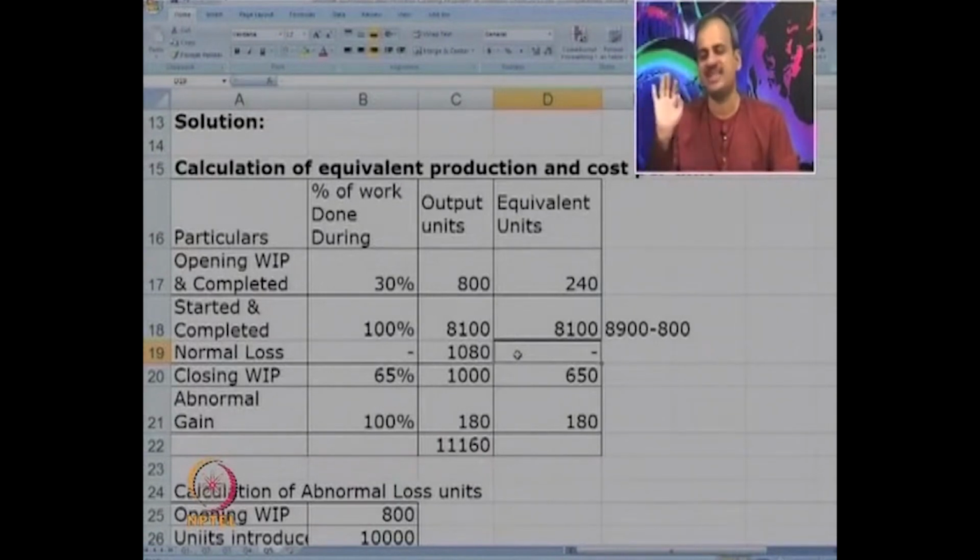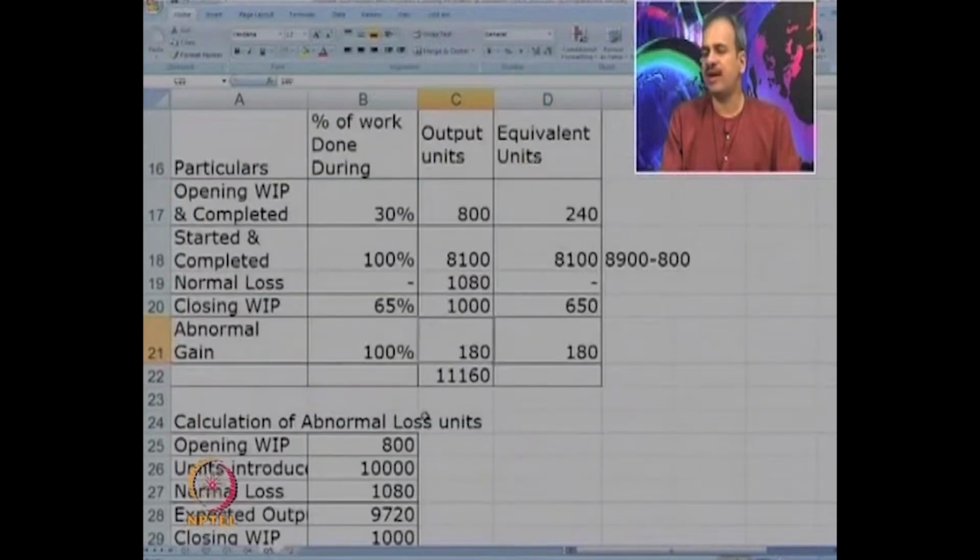So we have to take it as nil only. Closing WIP is 1065% complete. So equivalent output is 650 and abnormal gain is 180. So here we have shown the required calculation.